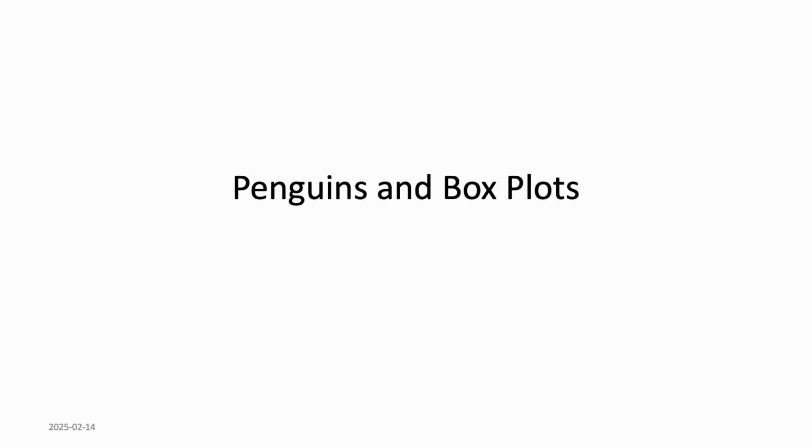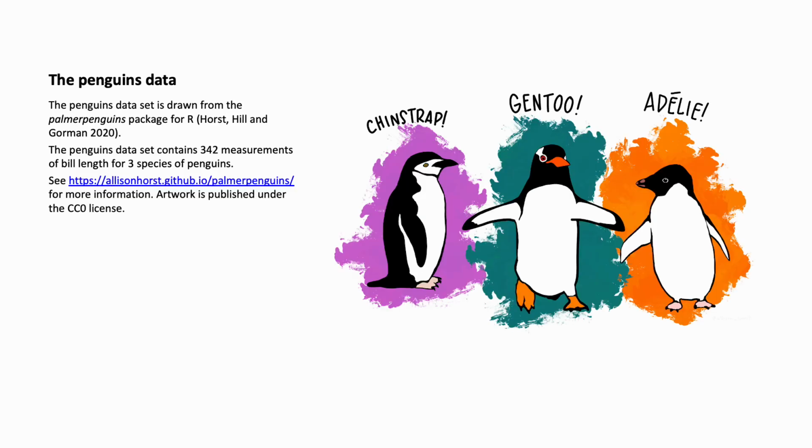We're going to take a look at some data about penguins using box plots. The penguins data comes from the Palmer Penguins package for R by Horst, Hill, and Gorman. It contains, for the variable we're going to look at, which is bill length, 342 measurements of penguins from 3 different species. As you can see, the species are chinstrap, gentoo, and Adelie.